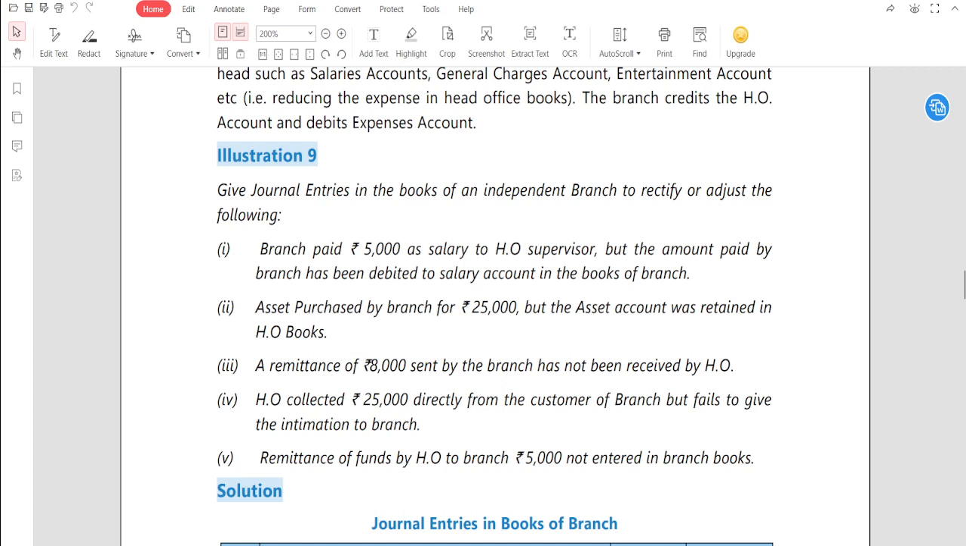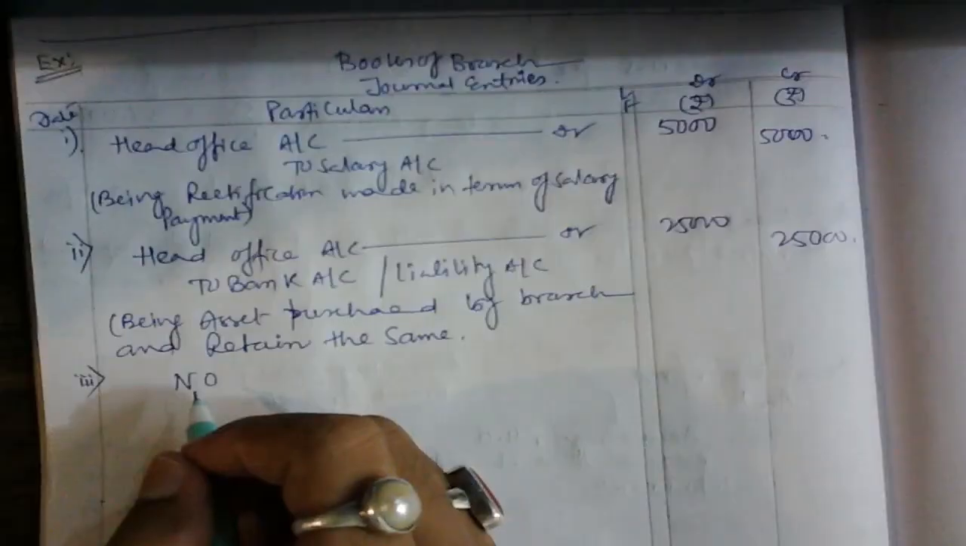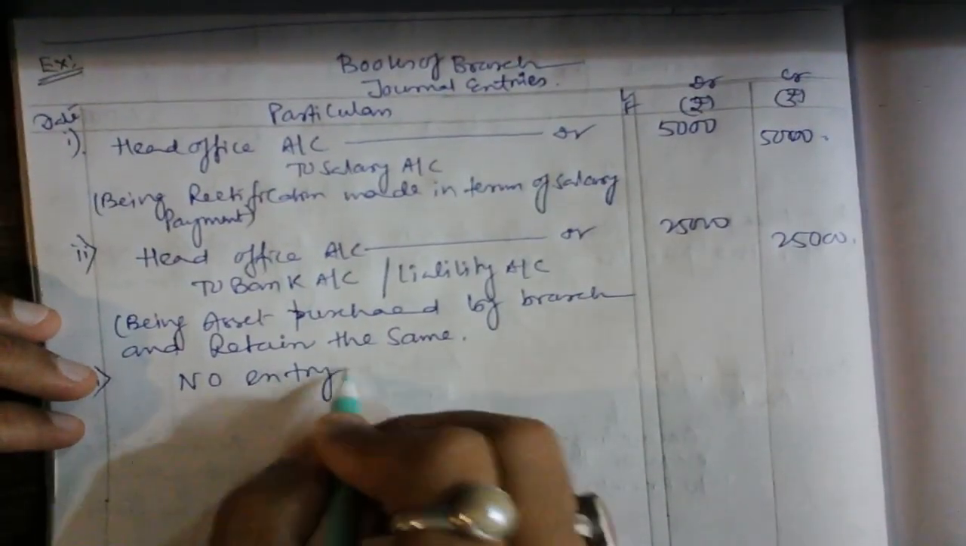They said a remittance of 8,000 sent by the branch has not been received by HO. Try to understand. If the remittance is already sent by the branch and not received by the HO, why should I take care of this part? Because as a branch, I have already recorded it in my books, that is HO account debit to bank. But if HO has not received it, it's a problem of HO. HO is going to record cash in transit account debit to branch. But in my books, I have made all the entries. So in the books of branch, no entry is required, because it's cash in transit in the books of HO.